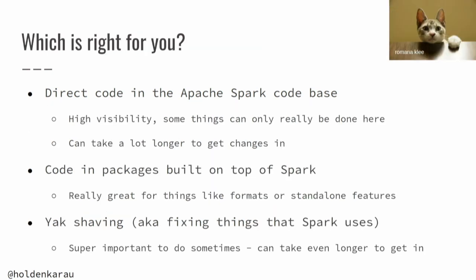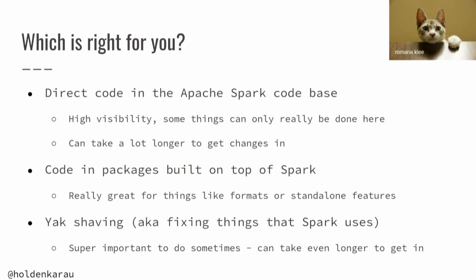Direct code contributions have high visibility. It can take a lot longer to get changes into Spark than you might expect. That's just the joys of open source and lazy consensus. You can write code and packages on top of Spark, right? And that has really great implications for things like formats or standalone features that can be developed outside of Spark, but there's things which just don't fit there.